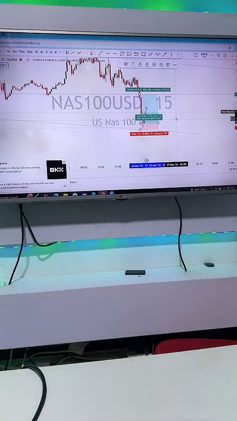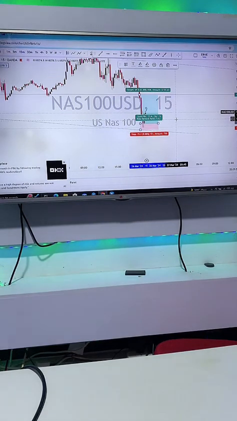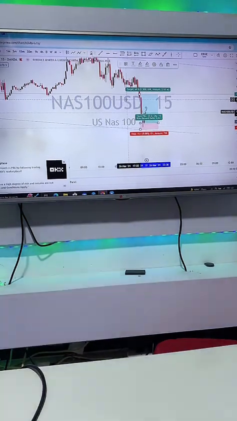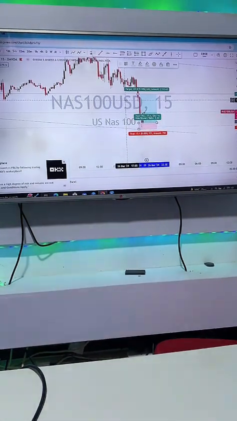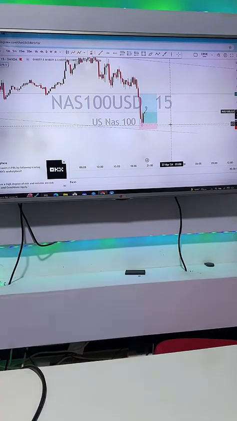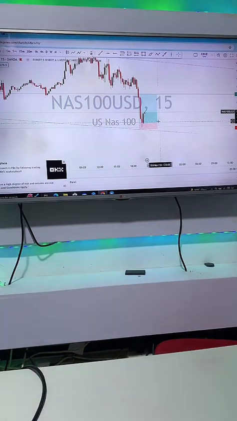If you want, you can just close. Do you think NAS 100 is going to where? What level will it drop? It may drop once it reaches 18,320 to 340. Those levels, it may drop again. It may drop again from there.